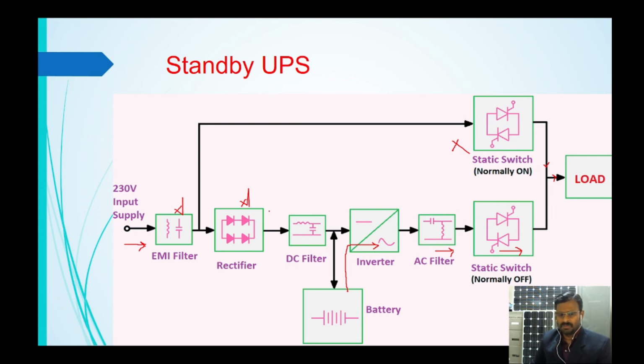That means the UPS main components are in standby during the normal mode of operation, and when the power is off or the utility supply is gone, the UPS inverter is going to function, and the battery is going to discharge the power to the load.